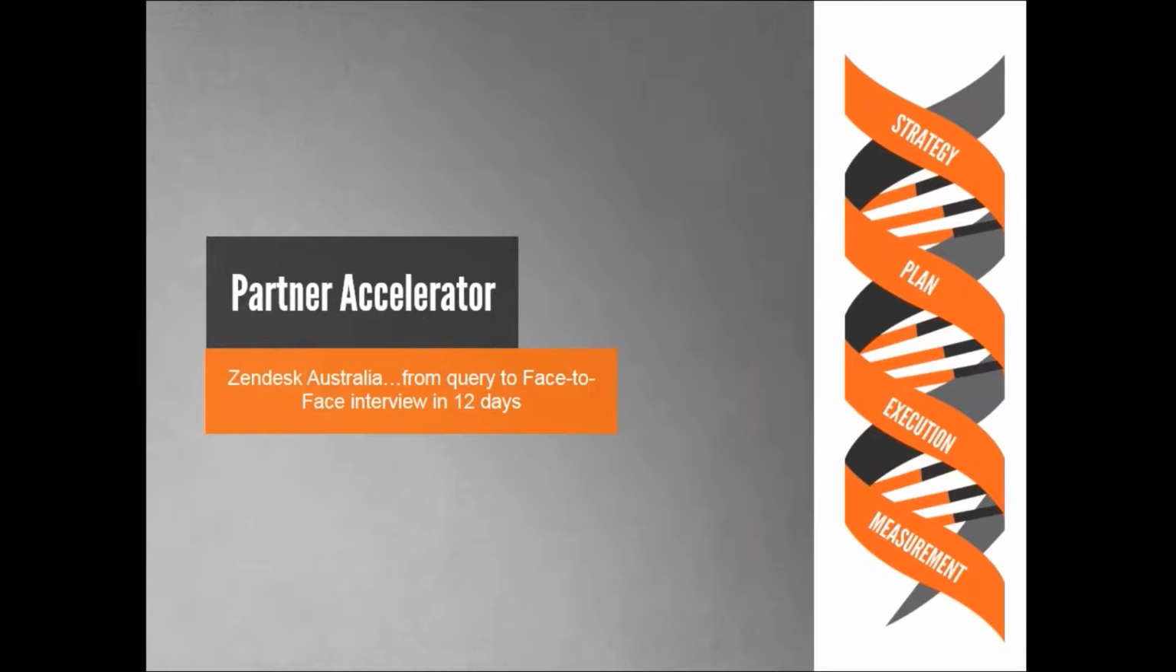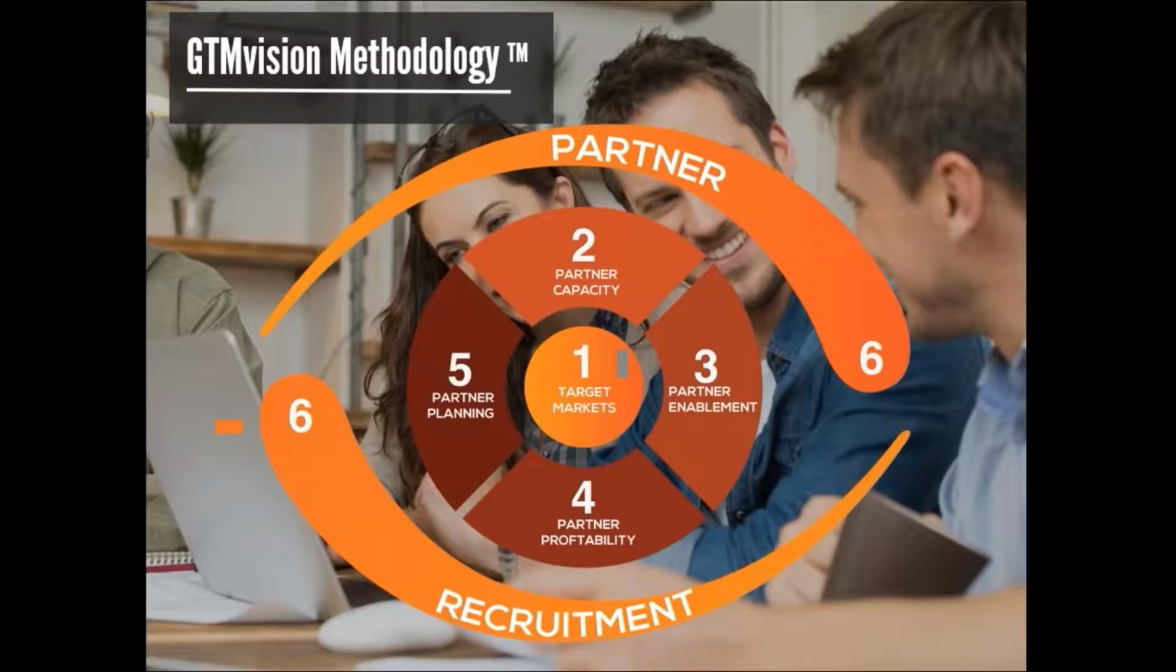The example that we're going to show you was implemented earlier this month by Zendesk, and their objective in Australia was to recruit a new partner in Sydney and in Melbourne. From the date that they provided the query to GTM Vision, they were able to shortlist partners and be in face-to-face interviews in 12 days from the time that they defined the partner type they were looking for. If you employ the right strategy and use the right tools, partner recruitment time can be greatly collapsed.